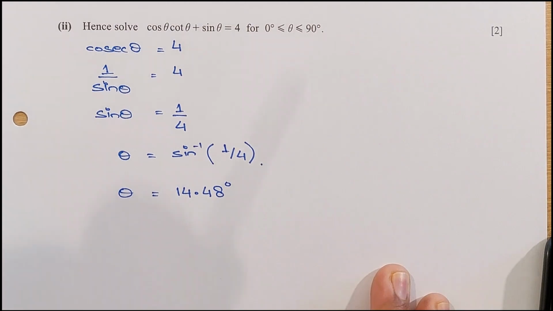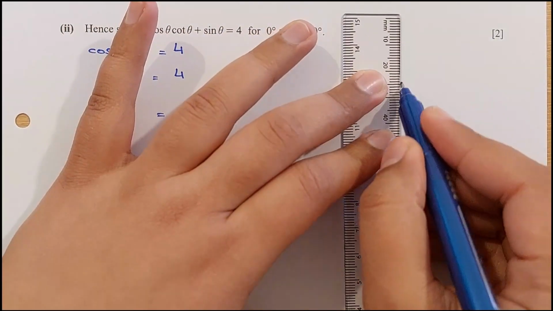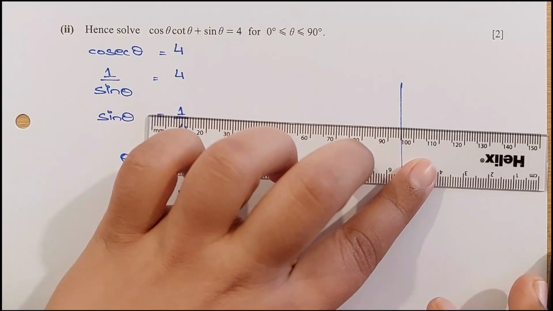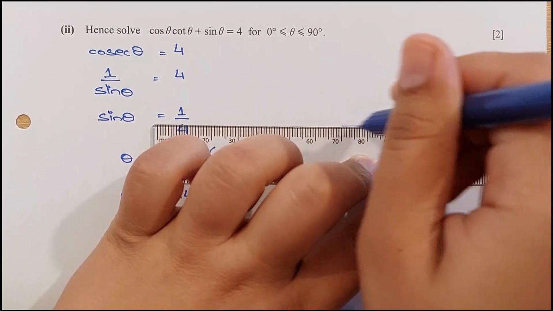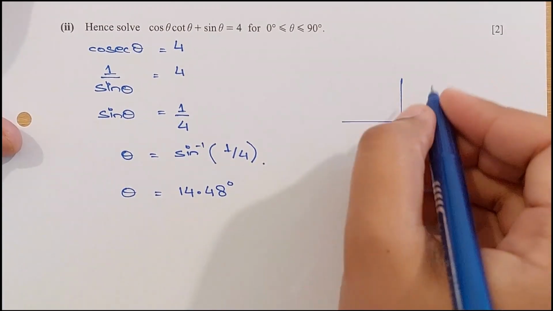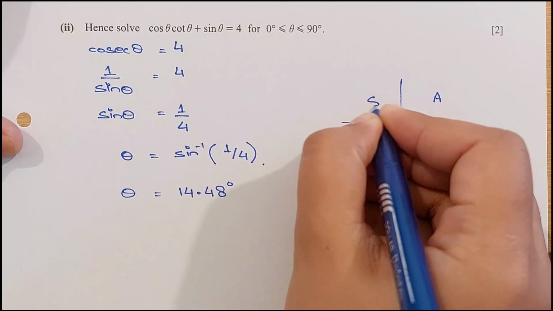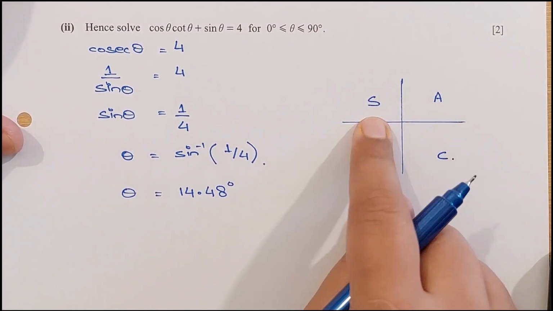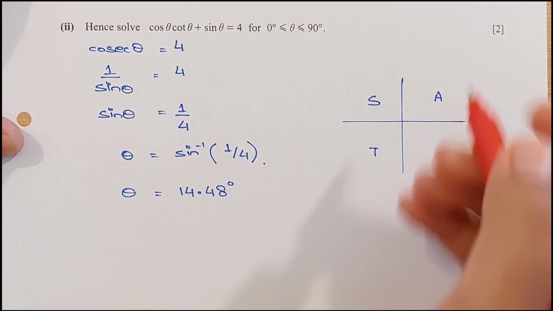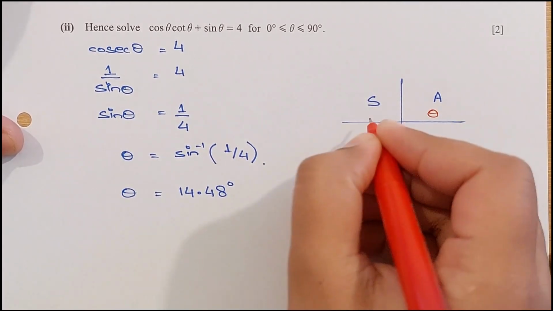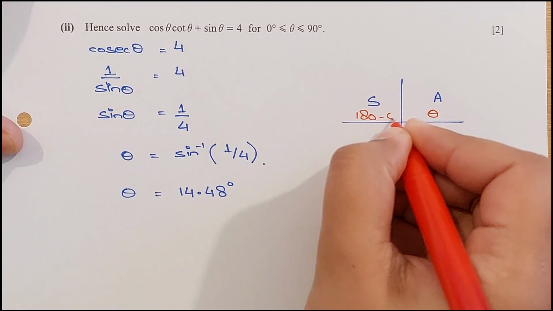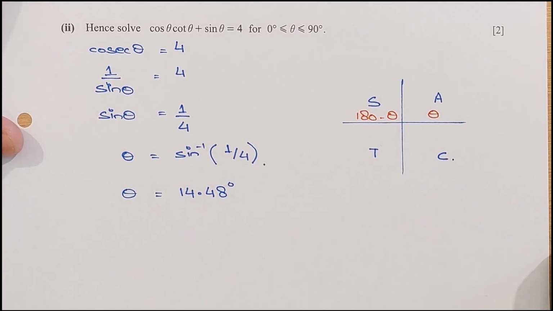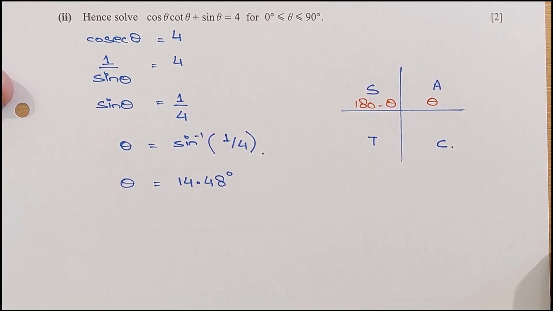And we know that sine is positive in the first and in the second quadrant. Let me check this. Right, so we have A, S, T, and C. Yes, so we have sine. It is positive in the first and the second quadrant. In the first quadrant, we use the value of theta, and in the second we use 180 minus theta. So the second value of theta is 180 minus theta.